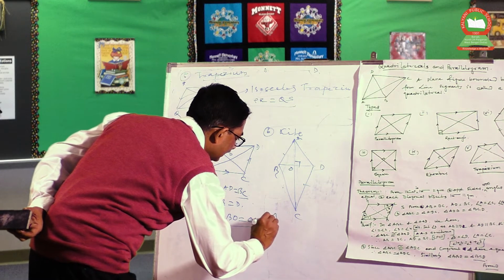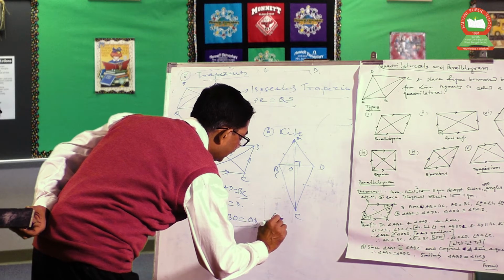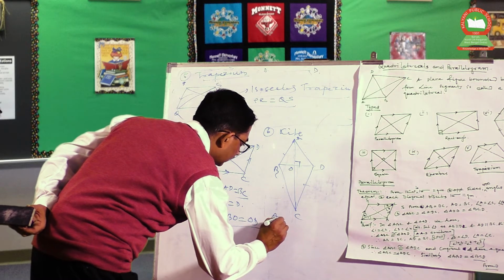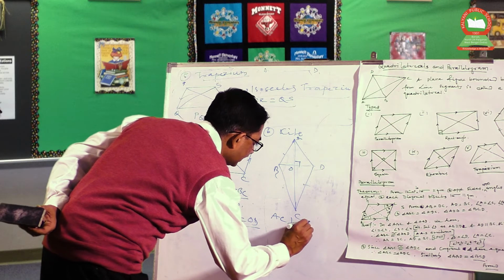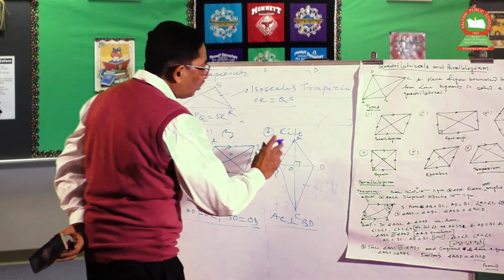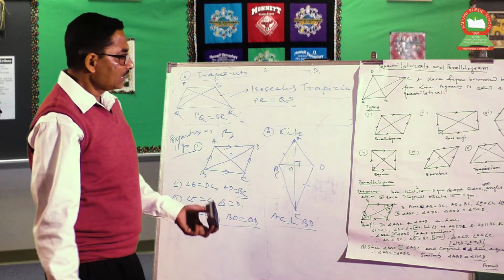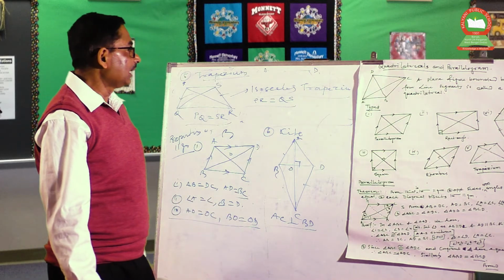That is, AC is perpendicular on BD. Here this is perpendicular but not equal, and these are the quadrilateral classifications.